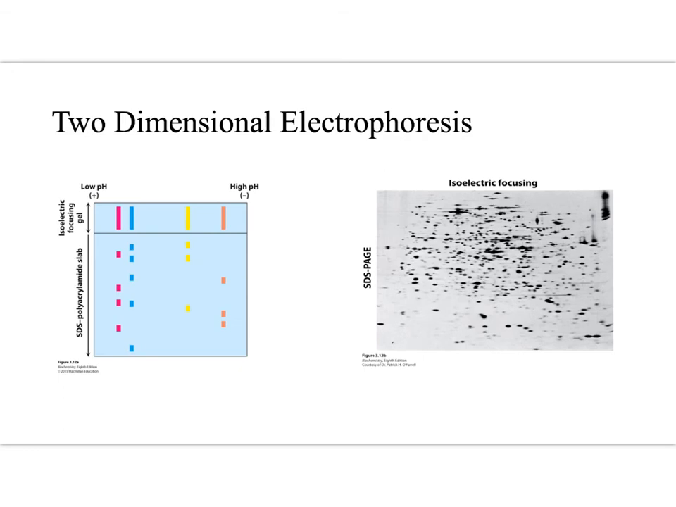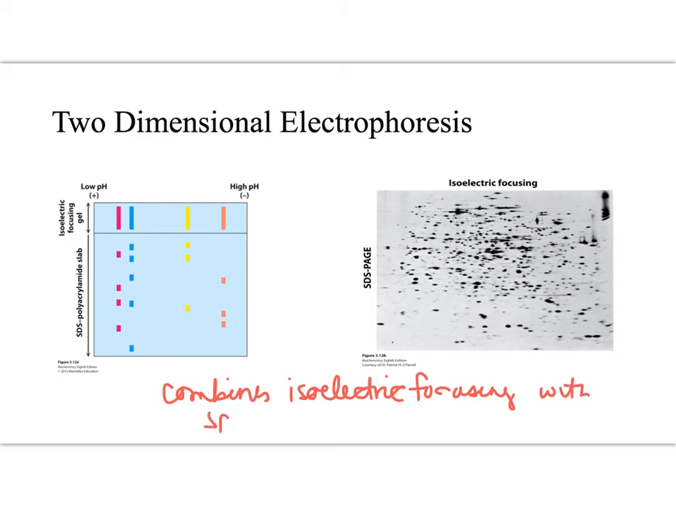There's also a technique called two-dimensional electrophoresis. This technique is going to combine the isoelectric focusing with your SDS-PAGE. So you're doing separation of both of these at the same time. So the proteins are separated horizontally based on isoelectric point, and then vertically based on the mass. This is going to be useful if proteins are isolated from cells that exist under different physiological conditions.